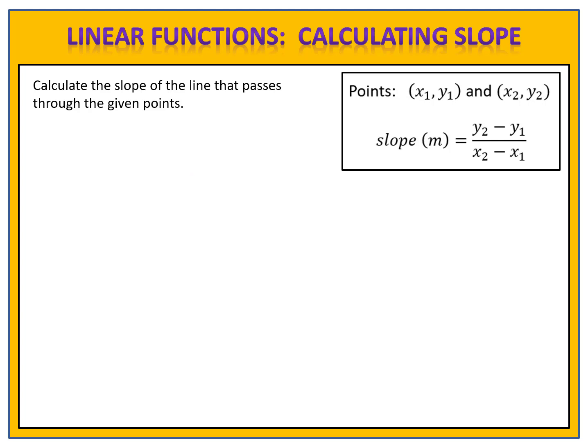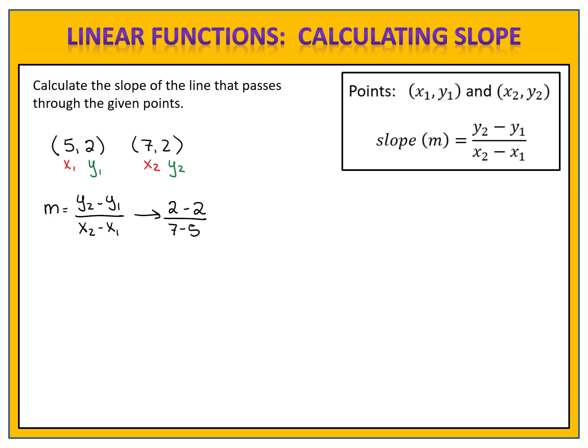Now let's take a look at 2 special cases, the horizontal line and the vertical line. Suppose we have the graph that has the points 5, 2 and 7, 2. We want to calculate the slope, and so we label the points x1, y1 and x2, y2. We write our slope formula, substitute the values into the formula. y2 minus y1 is 2 minus 2, x2 minus x1 is 7 minus 5, and we evaluate the expression 0 over 2. 0 divided by 2 is simply 0, so the slope of this line is 0.